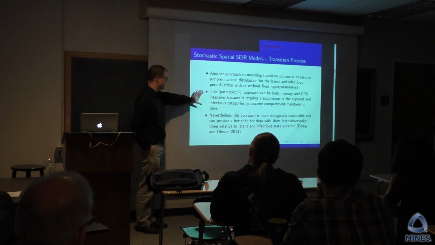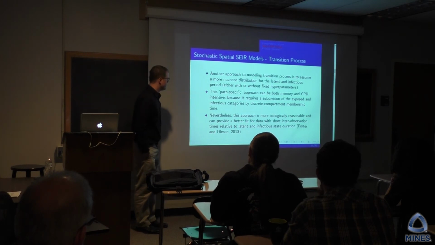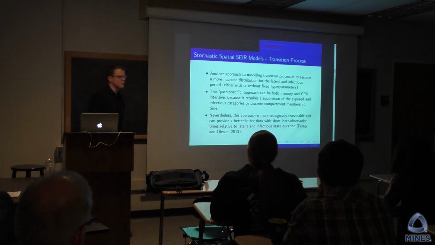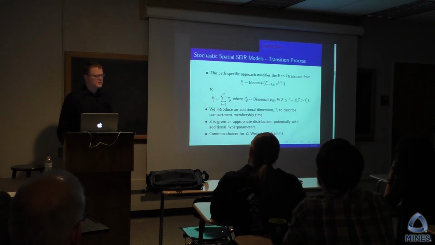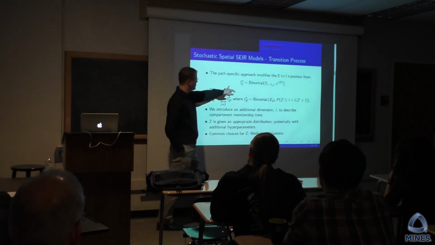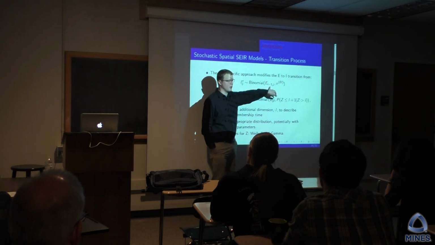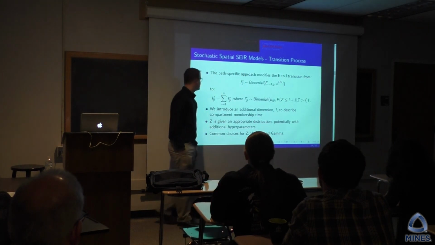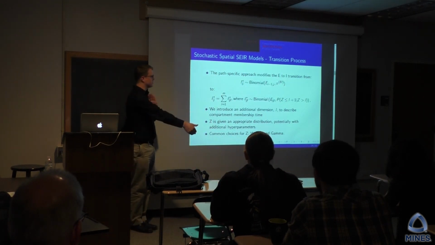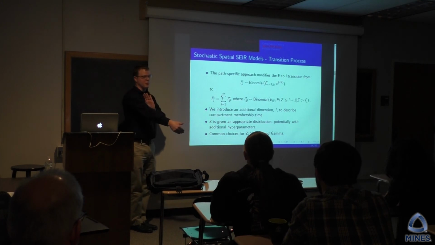And this is one of Aaron's big contributions, his path-specific approach. It essentially introduces an additional dimension that allows you to model the transition process from one state to another based on how long individuals have been in a particular disease state. So it is biologically reasonable. It's actually quite easy to simulate from, but it does introduce more parameters. So instead of essentially making a binomial draw at each time point from the current population in a particular disease state according to some hopefully biologically reasonable probability, instead you break it up into an additional dimension tracking the counts of people who have been in a compartment for a certain amount of time.